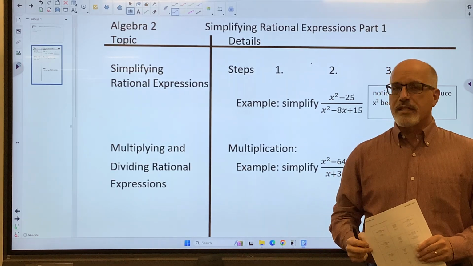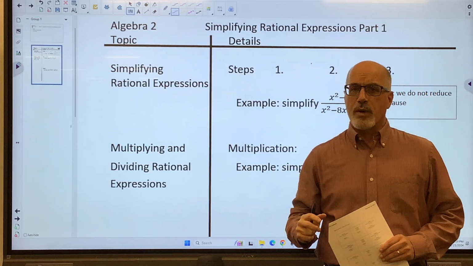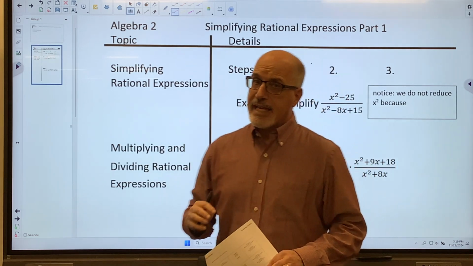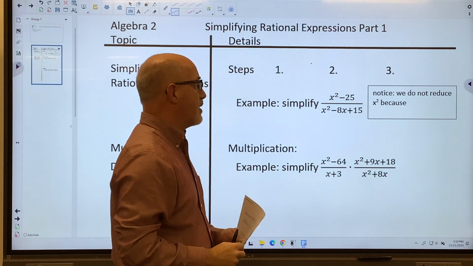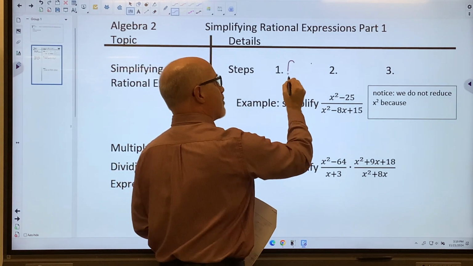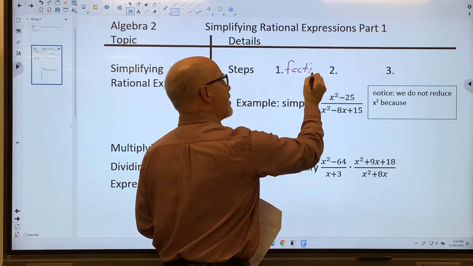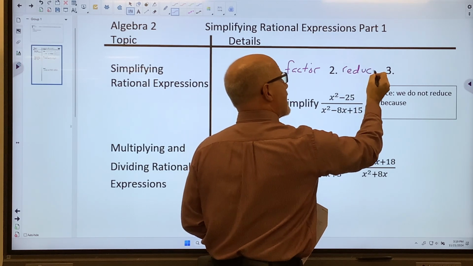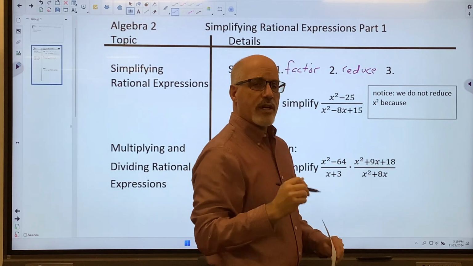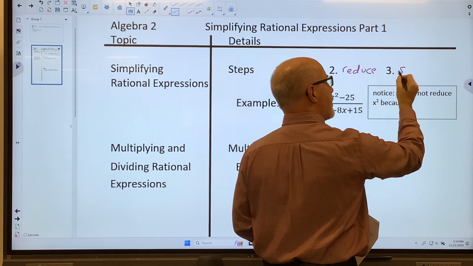The objective of this lesson is to simplify rational expressions. We're going to add in multiplying and dividing rational expressions and simplifying also. So our first step is to factor both the numerator and denominator. Then we're going to reduce common factors. And then once we've done that, we're going to simplify what remains.